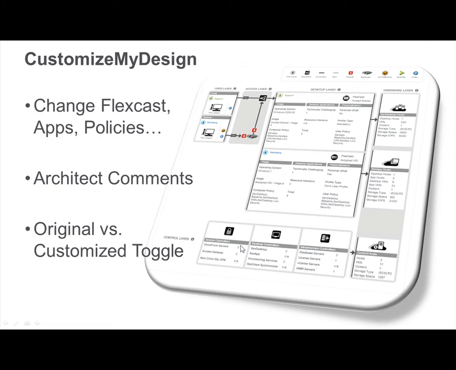You can now change FlexCast, apps, policies, profiles, and 30 other different configurations in that design space. Along the way, we provide great advice, what we call the architect comments on how to best go about that. And then at the end, we allow you to see, based on your customizations, how much did things change. We call that the original versus customized toggle. I'm going to show all three things today.